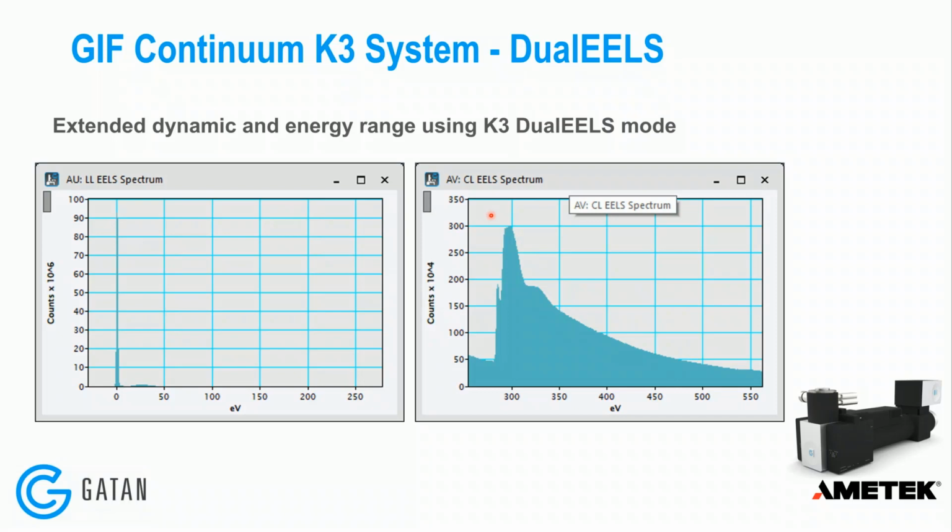So you could use that to give you a very big separation, which would give you up to 5000 eV energy range, or you could overlap the spectra a lot to give you increased dynamic range. So how does DualEELS work in practice?